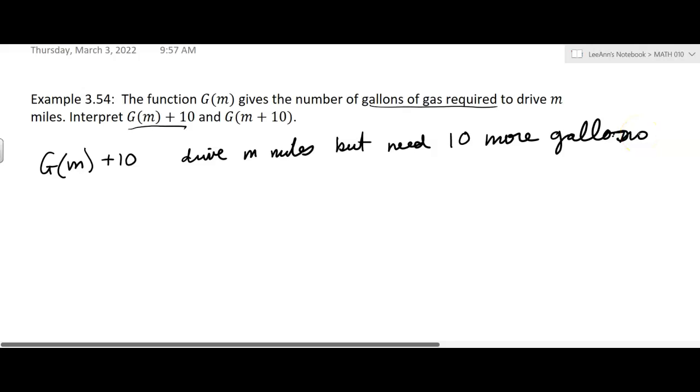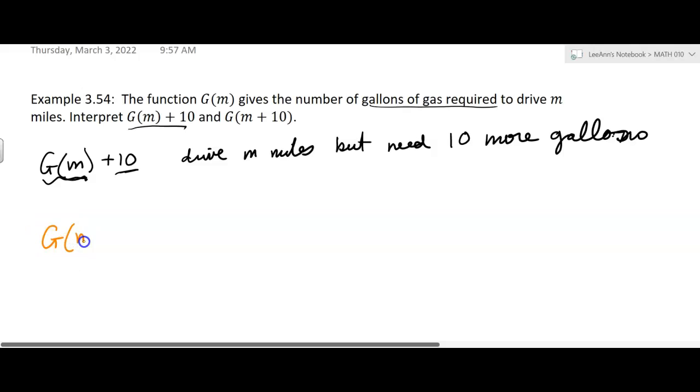So maybe I'm going to warm up the car, like I live someplace where it's really cold, so I'm not driving, I just start the car, I use up 10 gallons of gas, yikes. Anyway, and then I start driving. So I need the gallons to drive the miles, but then I needed 10 more for the warm up. Okay, now what does the other one mean?